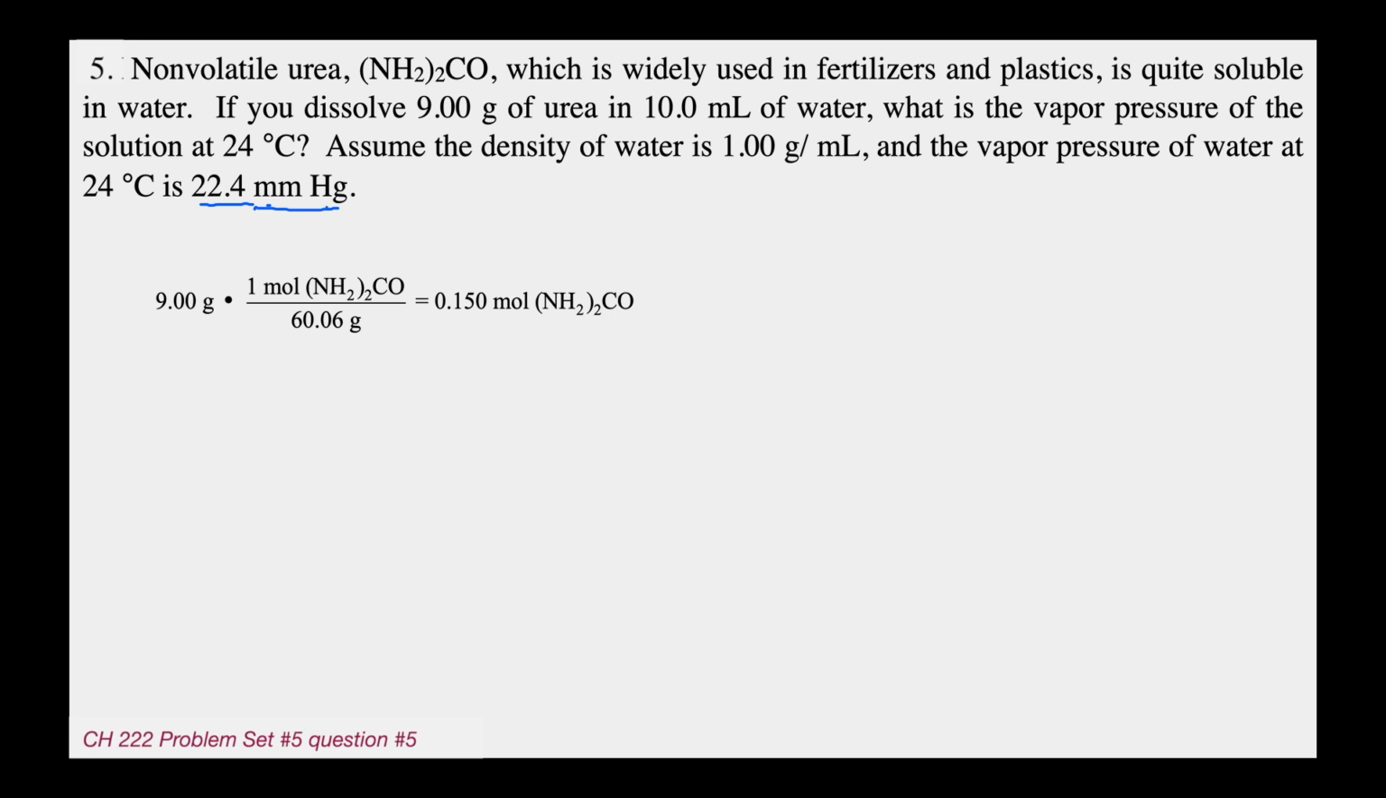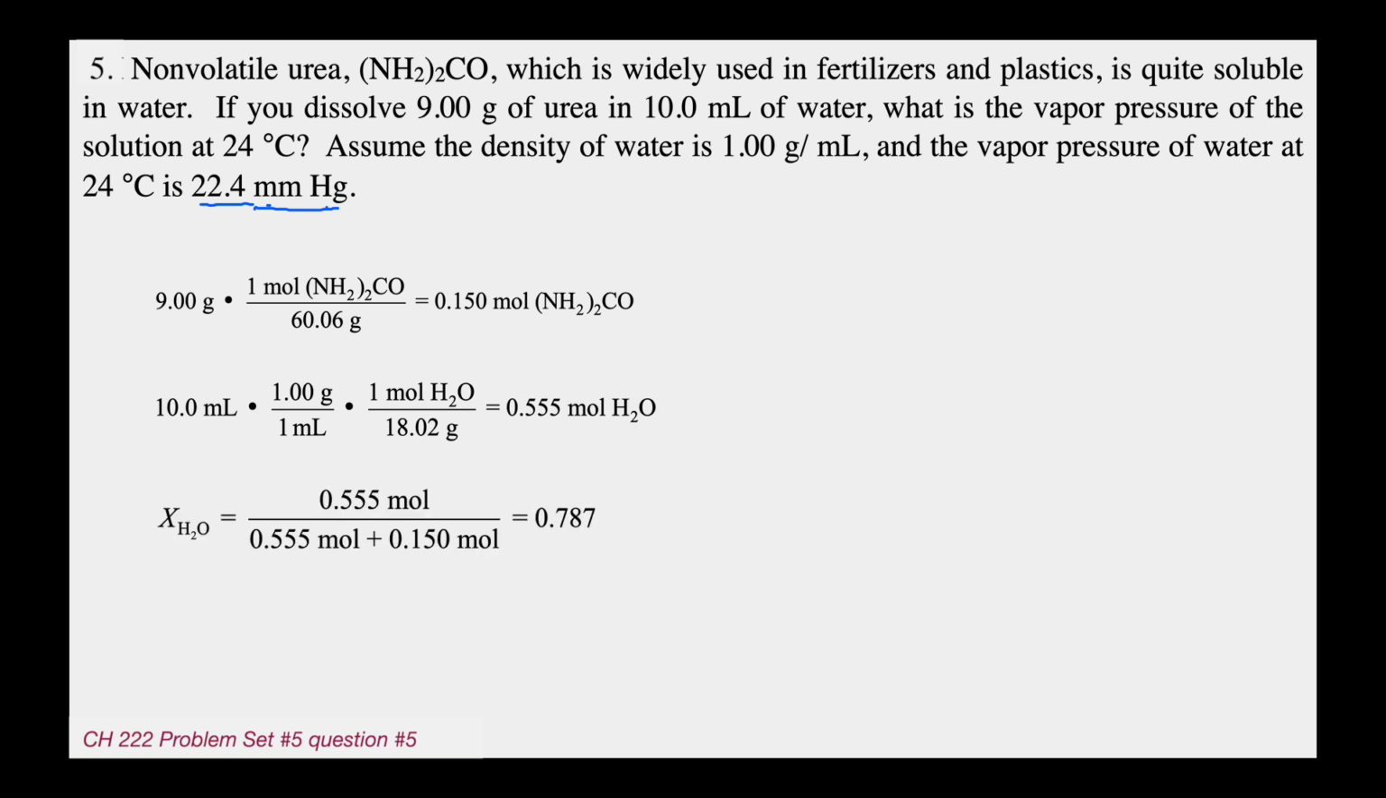Raoult's law says to take the mole fraction of the solvent times that 22.4. So I took the 9 grams of urea and turned that into moles, and that's that number right there. 10 milliliters of water at the density of 1 is the same as 10 grams, and at 18.02 grams per mole, that is 0.555 moles of water. So now I've got moles of solvent and moles of the solute, urea. Remember, in these problems, you want mole fraction of solvent. So it's 0.555 divided by 0.555 plus 0.150. Mole fraction of solvent, not mole fraction of solute. If you did this right, the mole fraction of the water is 0.787.